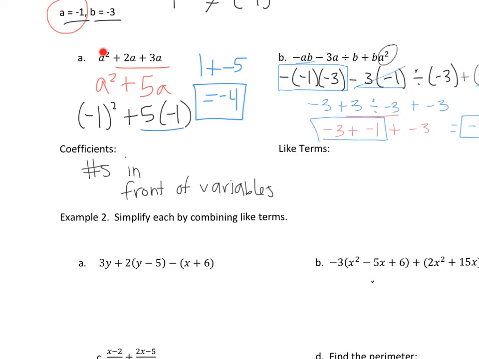So up here, the coefficient of this is 1. The coefficient of this term is 2. This term is 3. The coefficient's negative 1. The coefficient's negative 3. The coefficient's 1. The coefficient's 1. And then like terms have the same variables and the same exponents.